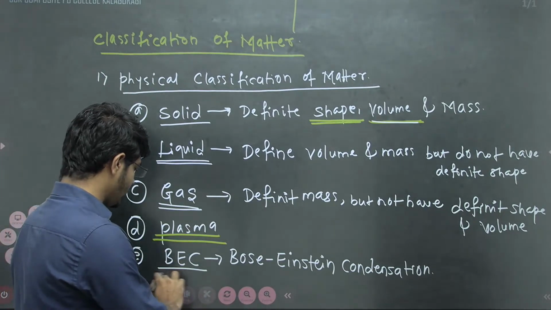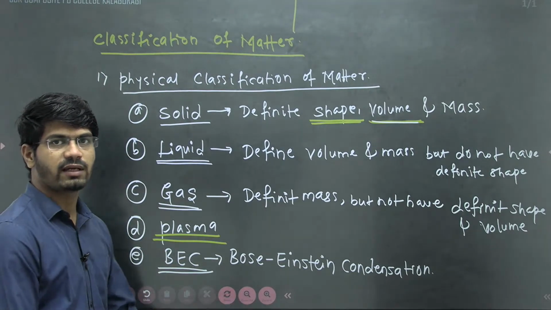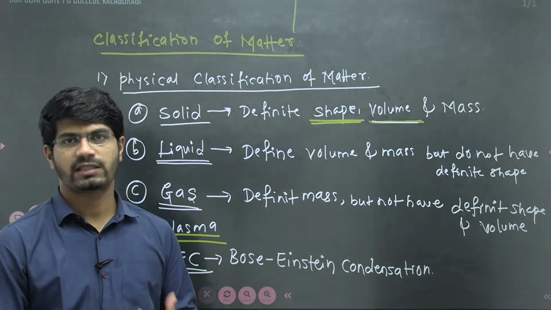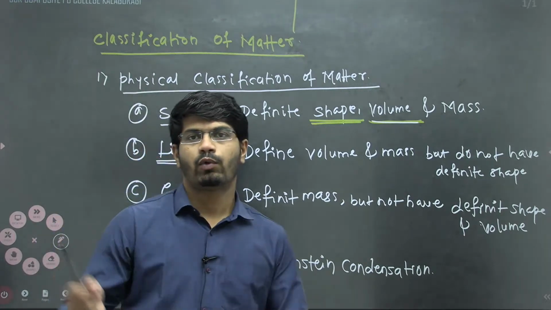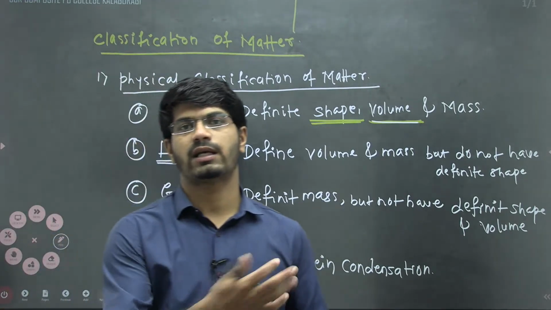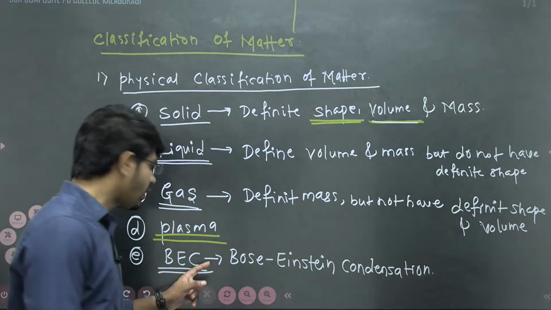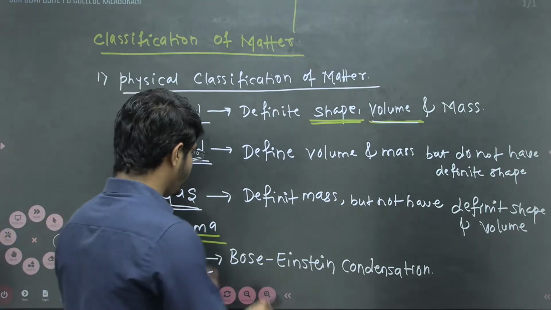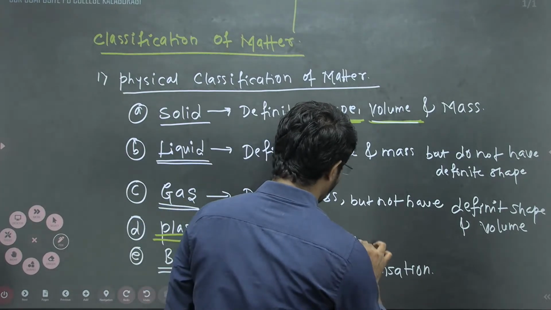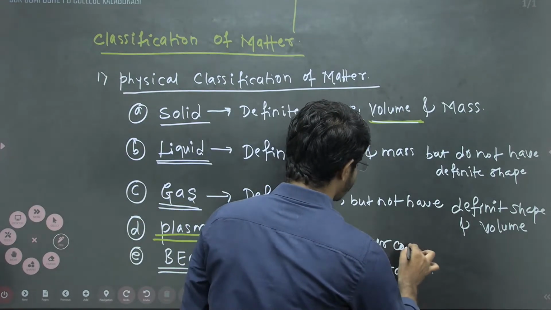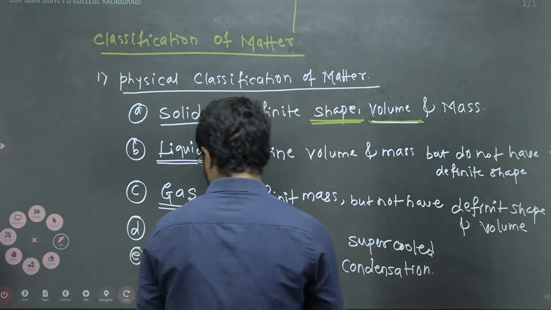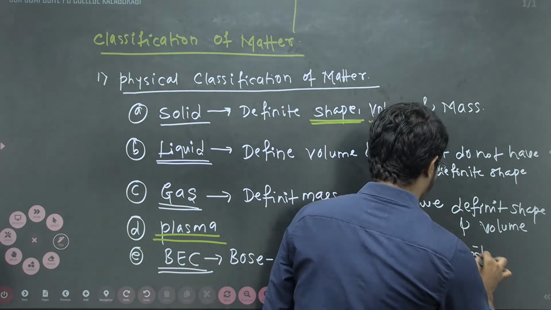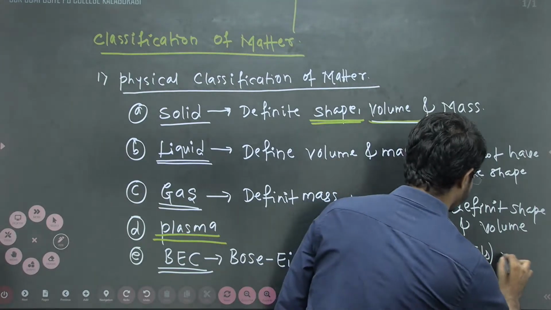Coming to BEC, that is Bose-Einstein condensation, it has very, very low temperature. As you see, whatever things are present at room temperature, we call it a solid state. Now this looks like a solid, but the temperature of that compound is very, very low. For example, the example of this Bose-Einstein condensation is supercooled liquids. These are called the BEC state supercooled liquids, and supercooled liquids are known as glass.